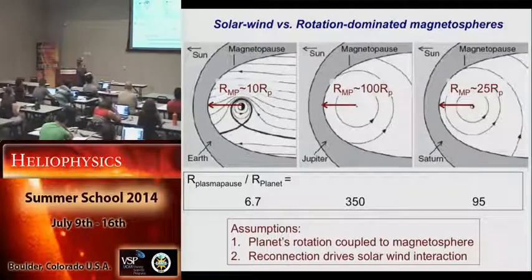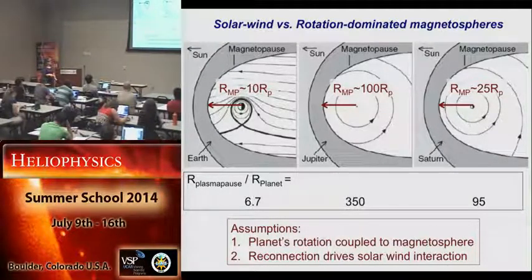At Jupiter, if you put the numbers in, you end up with a number that's 350 planetary radii, which would be way outside the magnetosphere. So this is a very heavily rotation-dominated magnetosphere. And for Saturn, you get something which is also rotation-dominated, but maybe a little less so than it is for Jupiter.